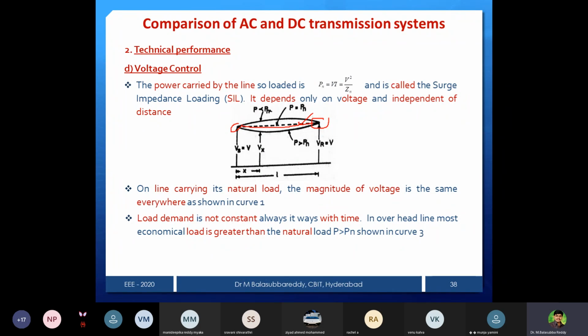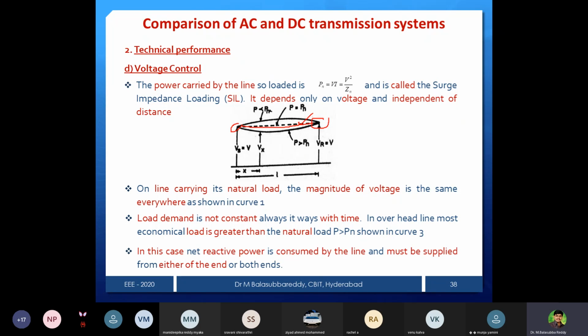In an overhead line, the most economical load is greater than the natural load. So now we can see curve 3, where P is greater than Pn. Then what will happen? In this case, net reactive power is consumed by the line and must be supplied from either end. So the reactive power is consumed by the line, and there you have to compensate, on either side, because you can see that voltage is dropping down. If you do not compensate, it will continuously drop.